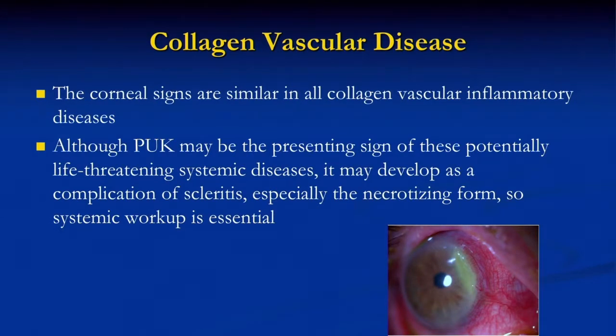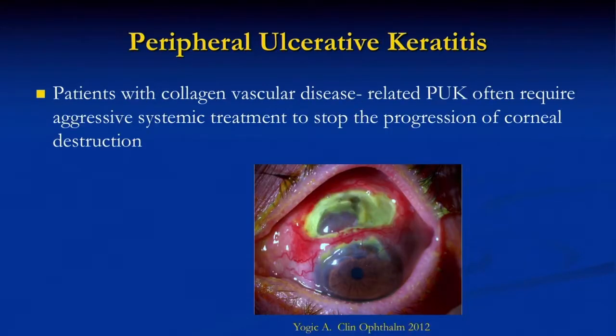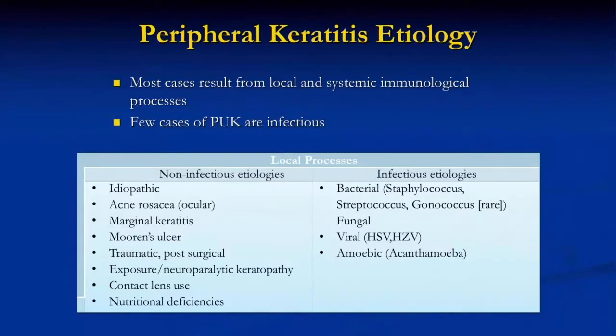The corneal signs of all of these collagen vascular inflammatory diseases are similar. So even though PUK may be the presenting sign of these potentially life-threatening systemic diseases, it may develop as a complication of scleritis, or especially the necrotizing form. So systemic workup is essential for these patients because patients with collagen vascular disease-related PUK often require very aggressive systemic treatment to stop the progression of corneal destruction. As you could see, this patient has PUK and also some necrotizing scleritis.